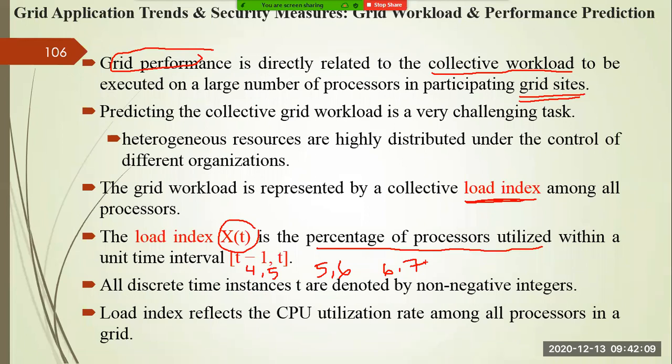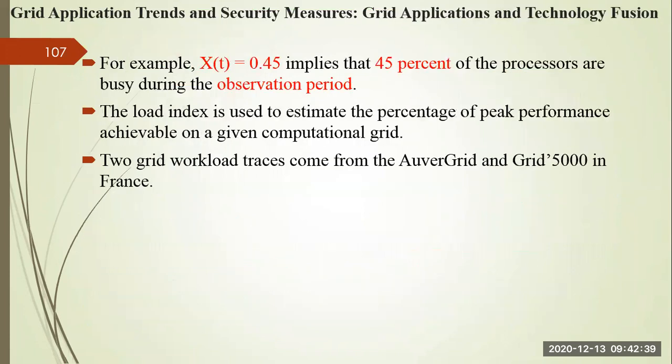So, for example, let us take a 5-minute step. We can assume 5 minutes per time step. That is also possible. Every 5 minutes we are going to predict the things based upon the data. The load index reflects the CPU utilization rate among all processors in the grid. The processors that participate in the grid, we are talking about all the processors, right? So based upon that, we are going to analyze it.